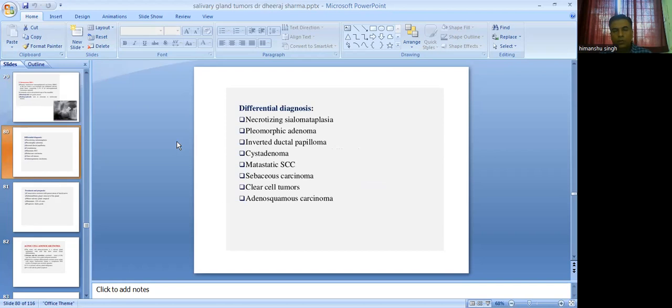The differential diagnosis is necrotizing sialometaplasia, then we have pleomorphic adenomas, then inverted ductal papilloma, then cystadenoma, then metastatic squamous cell carcinoma, then sebaceous carcinoma, clear cell tumors, and adenosquamous carcinoma.